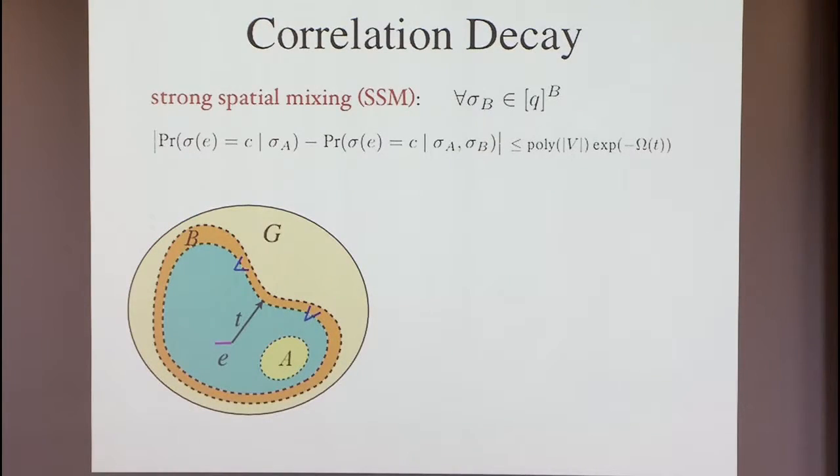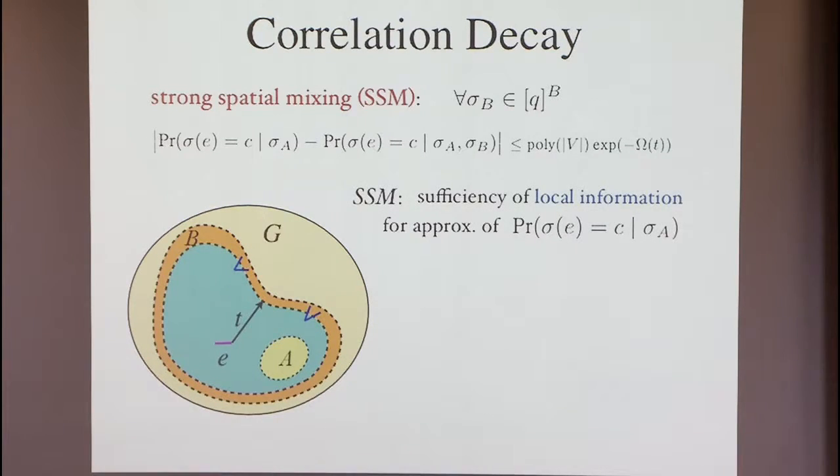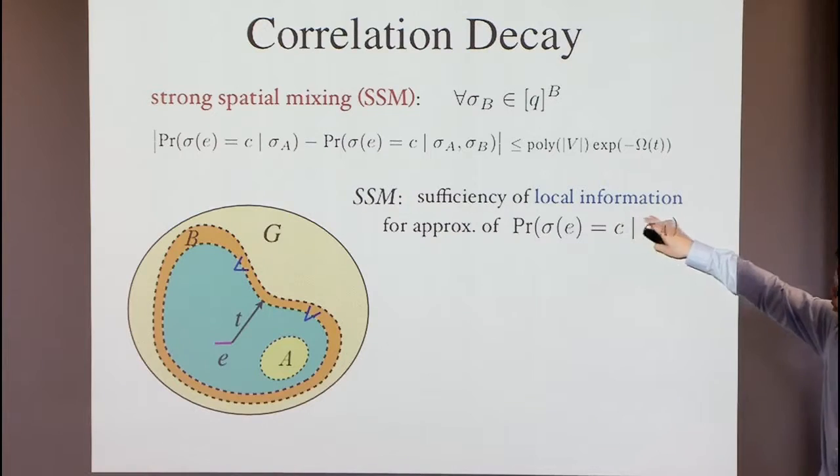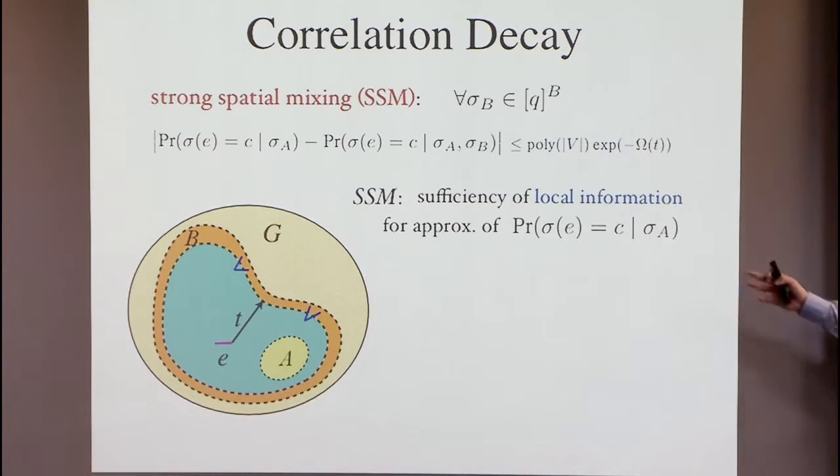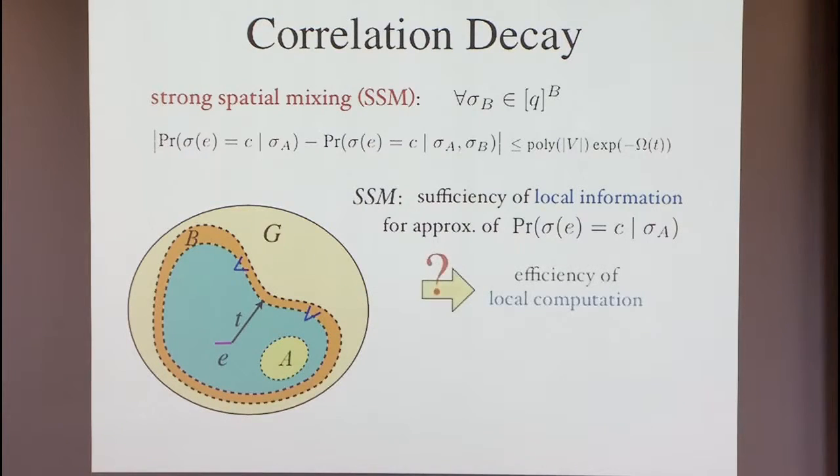And then, with correlation decay, assuming strong spatial mixing, which basically says you can ignore any information beyond the log n ball, the information within the log n ball is sufficient to approximate this marginal probability. It's a sufficiency of local information. It's not an algorithm.